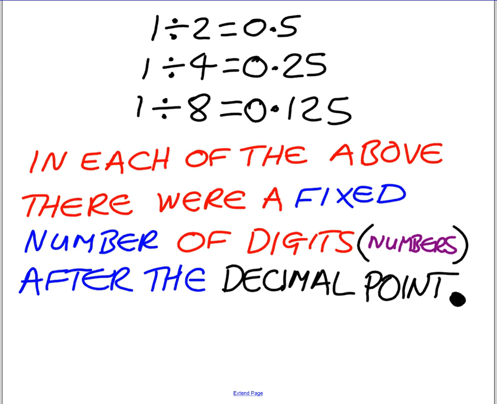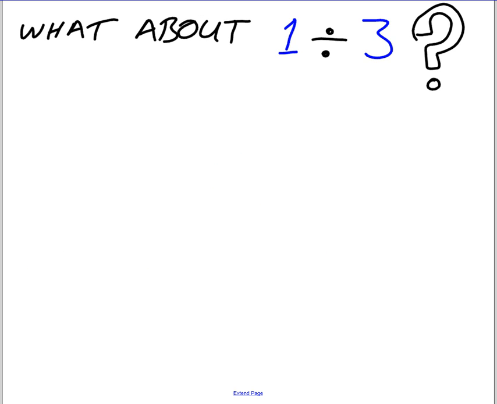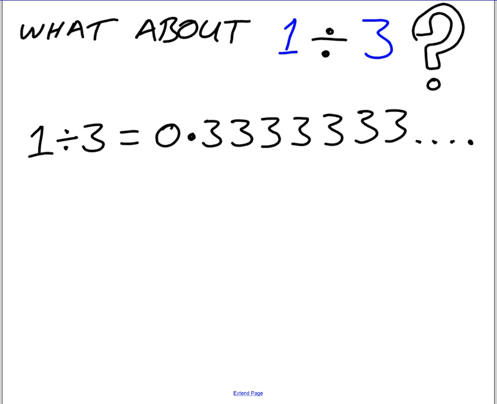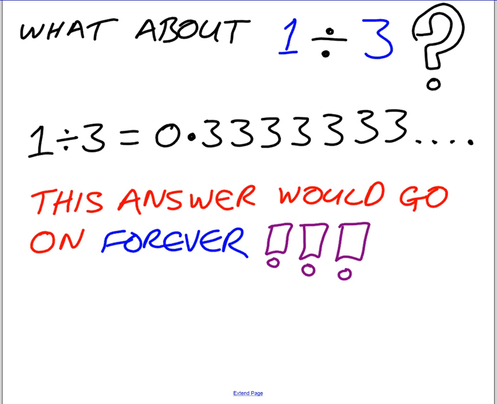That was fine. And we had no more digits after them, i.e. there was a fixed number. 1, 2, 3 in each of the examples. So what about this one here? 1 divided by 3. Yes, we could write it as a third, but we're in the decimal zone, as we were saying. So that looks as if it's going to give us 0.333333. And this answer here looks like it would go on forever.